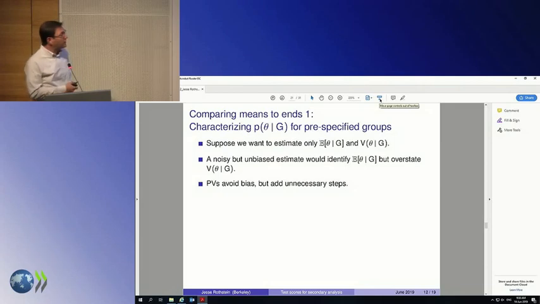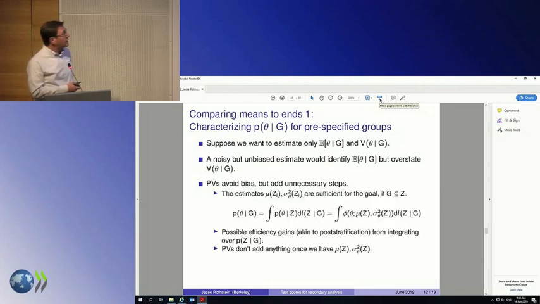So it solves that problem, but it adds an extra step that we don't really need. If you think about the process of estimating the plausible values, the first step was estimating the relationship between mu and sigma squared and the background variable Z. As long as G is a subset of Z, that's all you really need, right? The distribution of theta given G is just an integral over the distribution of theta given Z among the Z distribution given G. Arguably, there's an efficiency gain of doing it this way, rather than using G from the very beginning, of using all these background characteristics Z.